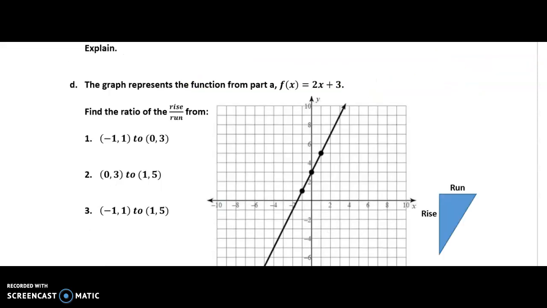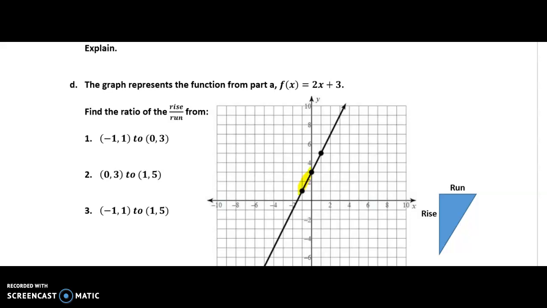So here we have the graph for f of x equals 2x plus 3. Again, it is a line like we're expecting, right? Because the graph for an arithmetic sequence is that of a line. So it says here, find the ratio of the rise over run from 2 different points here. So we're going to start with negative 1, comma 1, and 0, comma 3.